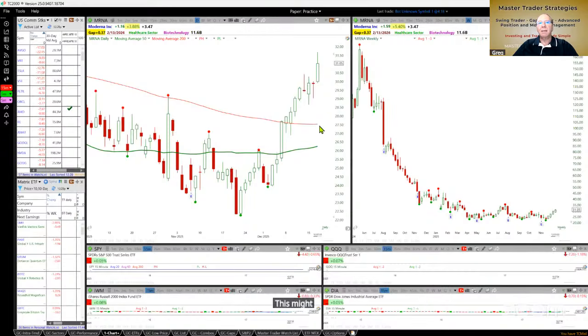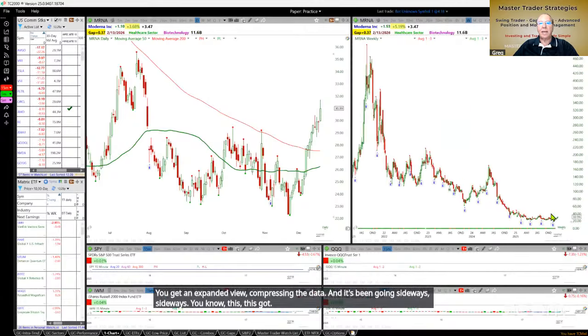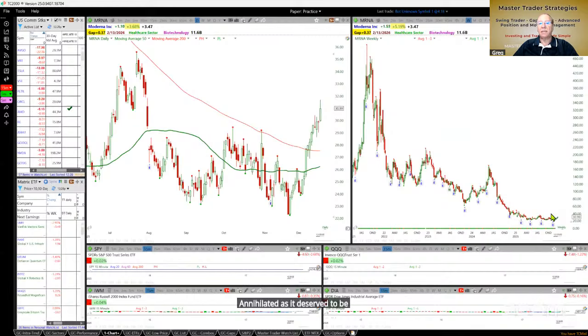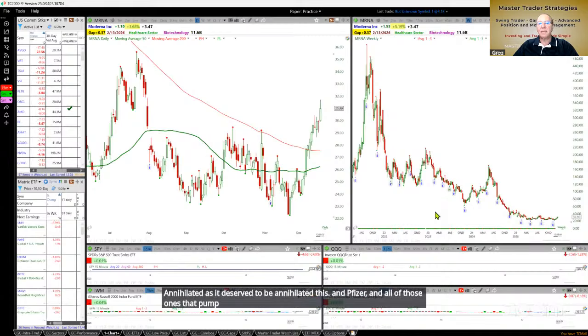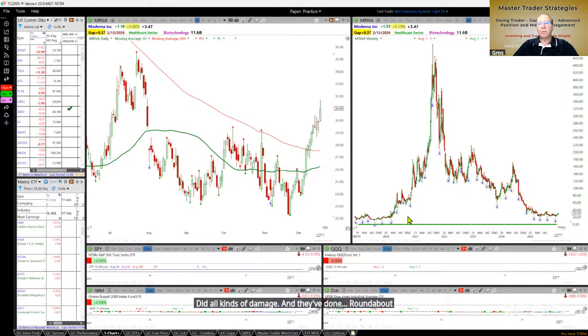This might pull back. As visual traders, you can see how the 50 and the 200 are coming together, which communicates it's been going sideways for a while. And here's the weekly chart. You get an expanded view compressing the data, and it's been going sideways. This got annihilated as it deserved to be, along with Pfizer and all of those that pumped up those vaccines that killed people and did all kinds of damage. They've gone all the way back down to where they started.